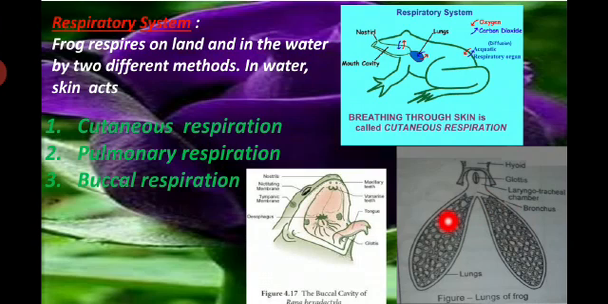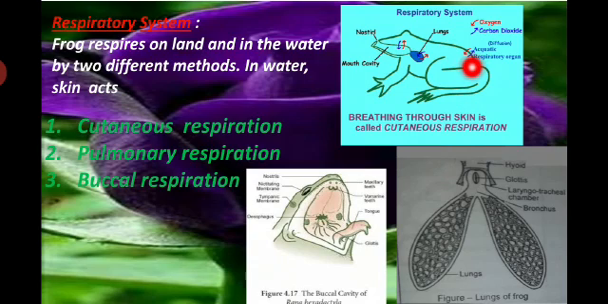So the air enters through the nostrils into the buccal cavity and then into the lungs. Okay? So during aestivation, they undergo summer sleep. This is aestivation. And hibernation means they undergo cold sleep, because they cannot maintain a constant internal body temperature. Already we discussed this in the previous slides, isn't it? So during the aestivation and hibernation period, gases are exchanged through the skin.